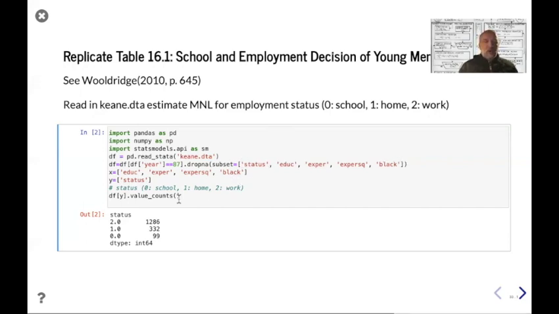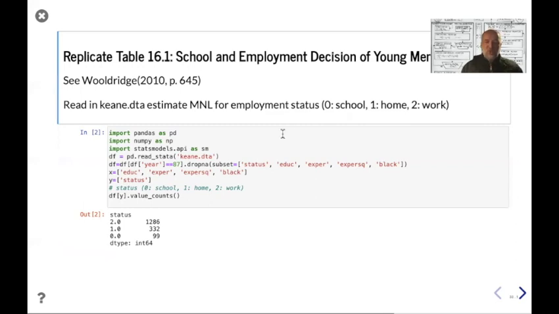If I do so, I get the same data set that was used to estimate the parameters in Wooldridge's textbook. Then we have four explanatory variables: education, experience, experience squared, and a black dummy. And then we have status, the dependent variable that takes three different outcomes: two for working, so 1,286 people were working, one for home, 332 of them, and zero for school, so about 100 people were in school in this data set. You could try to estimate this for different years and see if parameters are changing. The point I want to make here was mostly about parameter interpretation, not so much about this particular model.